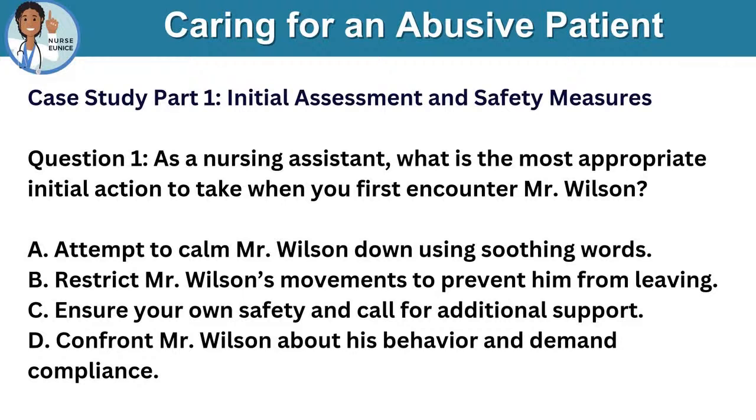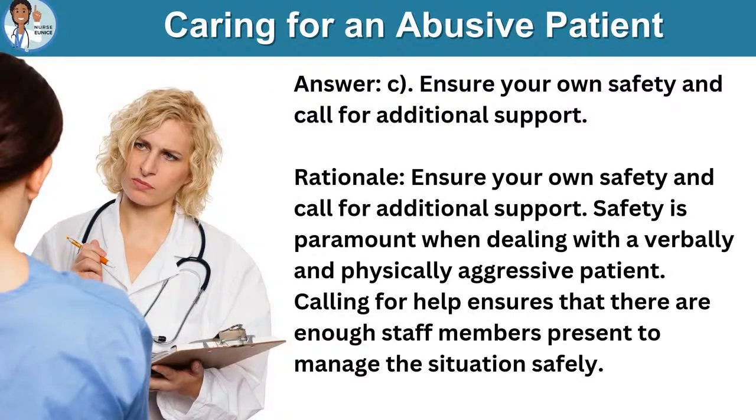I see a lot of A's, and I finally see a C. So, yes, you all, I need for you to protect yourself. Ensuring your safety is the most important priority. So the answer is C, ensure your own safety and call for additional support. Safety is paramount when dealing with a verbally and physically aggressive patient. Calling for help ensures there are enough staff members present to manage the situation.